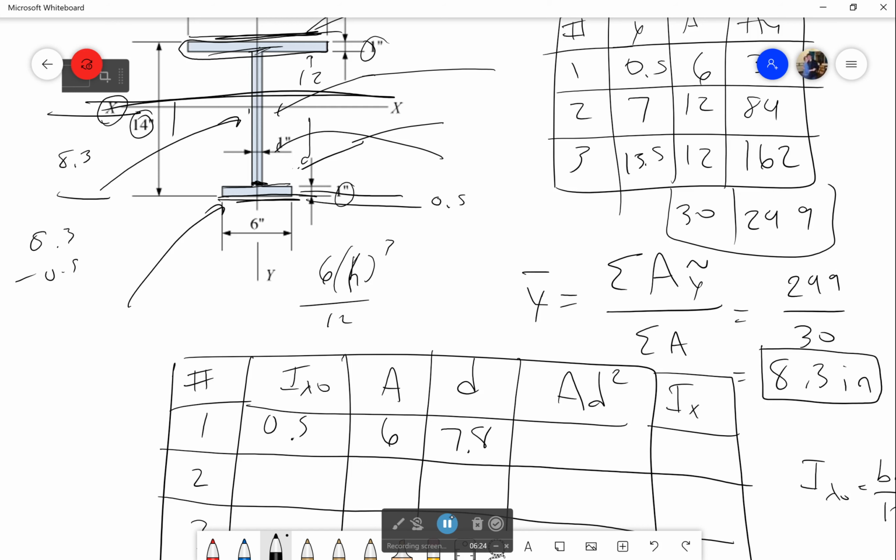I multiply that together, AD squared, which is from the transfer formula, and I get that that's 365. Then finally, I add my initial moment of inertia to my AD squared to get my final moment of inertia, which is 365.5. So by itself, this doesn't have a big moment of inertia, but for the overall product, it's actually quite considerable.